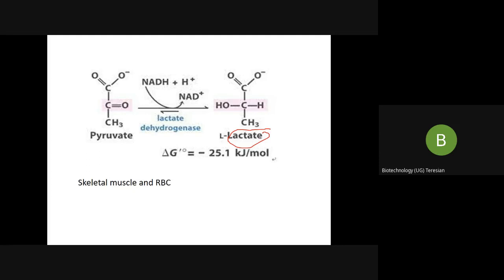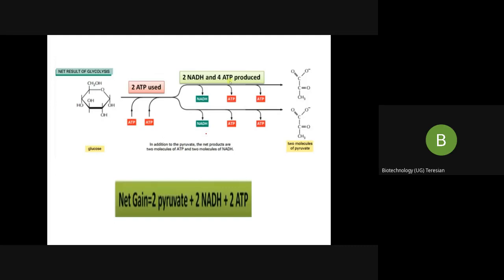So this is about our glycolysis. In the next part, we can study about the regulation. But before we wind up, let us see the net gain, what we have got. That's what I have mentioned earlier. So I have got 2 molecules of pyruvate, 2 molecules of NADH, and 4 molecules of ATP.